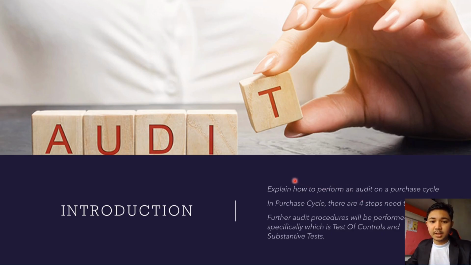The next one is we need to know how the purchase cycle goes. In the purchase cycle, there are 4 steps that we need to do. The first one starts with the requisition of goods or services, and after that, a purchase order is placed on that particular order. The third one is goods, which we receive from suppliers, and finally, the recording of all the bills and payments of that account payable. And lastly, we also learn about the further audit procedures that will be performed specifically, which are test of controls and substantive tests.